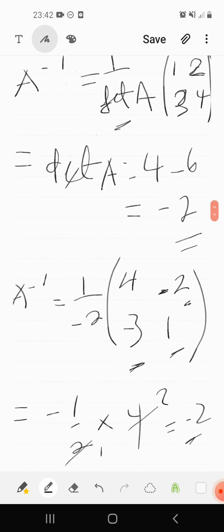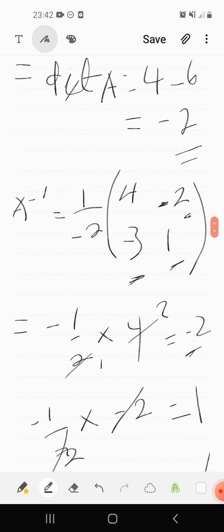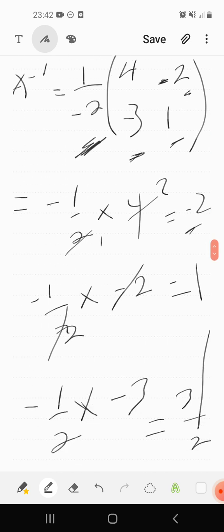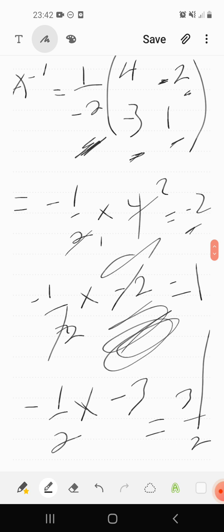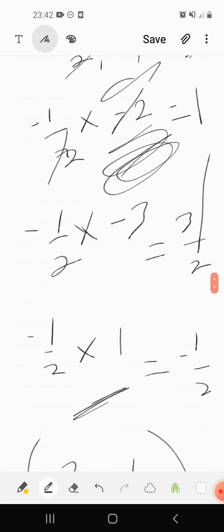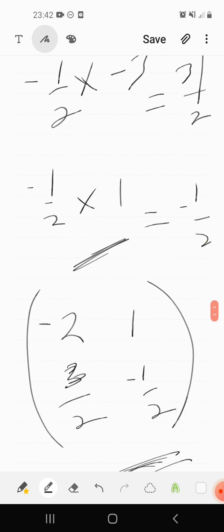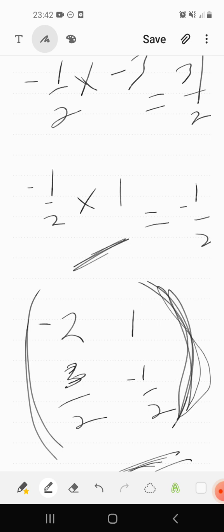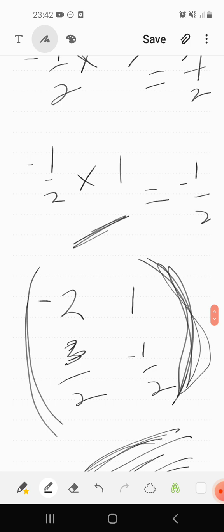Then you multiply every element in the bracket by 1 over the answer you have for the determinant, and then you write your final answer. There's no need to worry yourself doing all this calculation. You can use a calculator and then write your final answer straight, as I have done here. So that's how to find the inverse of a matrix.